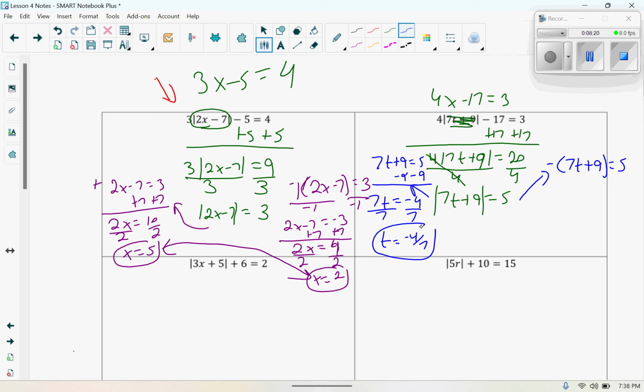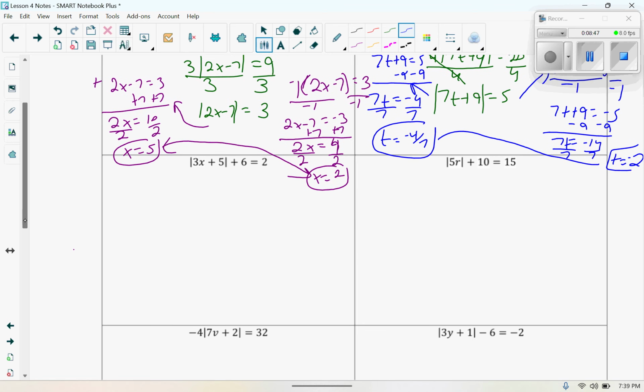And so this ends up being a fraction, totally fine. Let's divide that out, that negative. And t is equal to -2. So again, I have those 2 answers. Make sure with absolute value, you're perfectly good with having 2 answers. Okay, try to do these next 2 on your own.